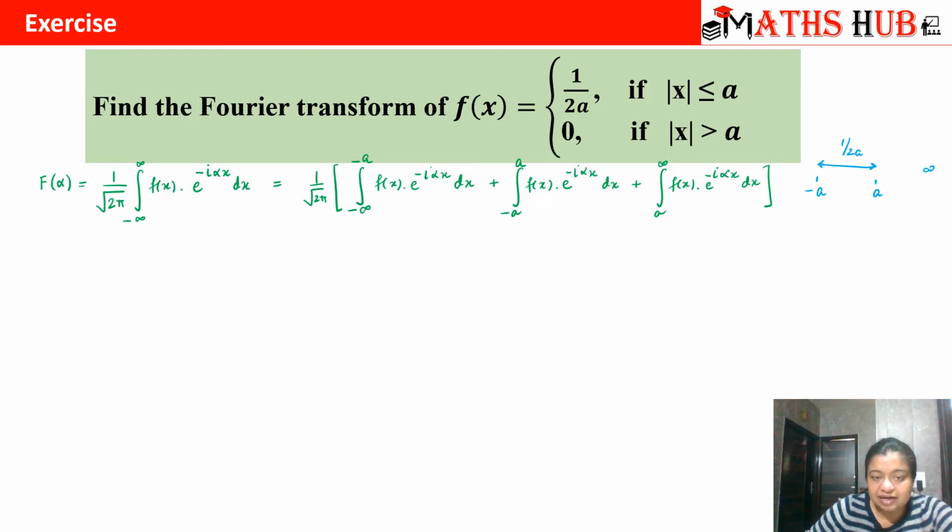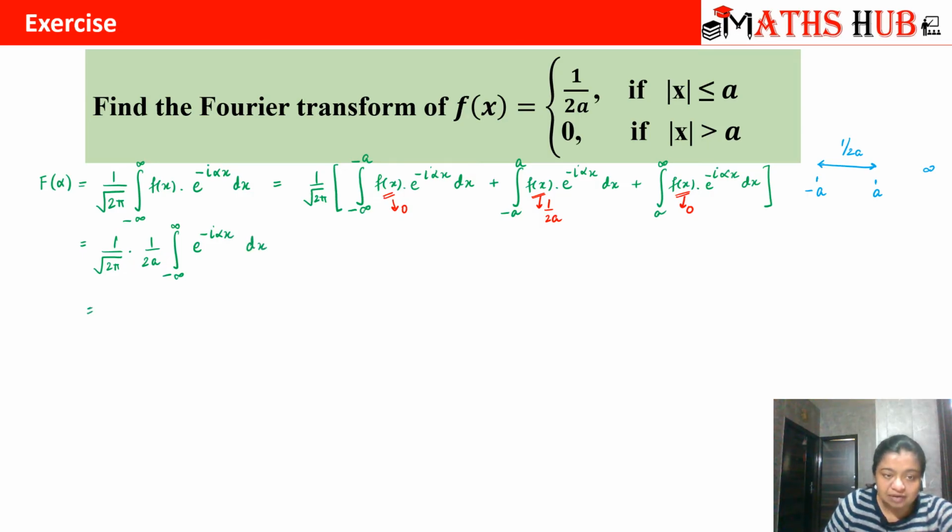So you can clearly see that in this integral, the function is taking value 0. Similarly, in this integral also, the function is taking value 0. Only in the middle part, the function is taking value 1 by 2a. So let us put the values of the function f of x. So 1 by under root 2 pi is already the constant that is out. When I put the value of the function 1 by 2a, 1 by 2a is also acting as a constant. So I can also take out 1 by 2a. And now I am left with the integral of e to the power minus iota alpha x dx, right? So now let us integrate it.